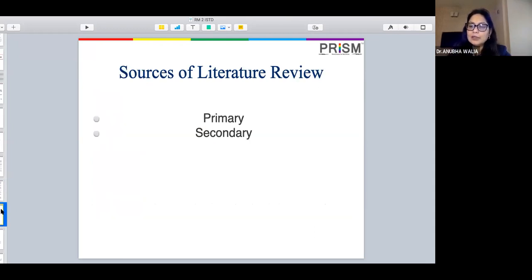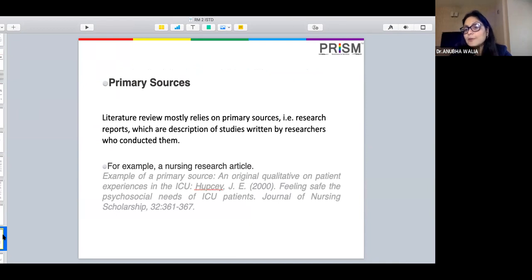So the primary and secondary source, just to give you a revisit here again: literature review mostly relies on the primary source. Let me be very candid here, because research reports, which are descriptions of studies written by the researchers who conducted them, are what is primary. So a primary resource is written by a person who develops the theory or conducts the research, and that person has given the description of an investigation written by the person who conducted it. The most primary resources you will find are in published literature.